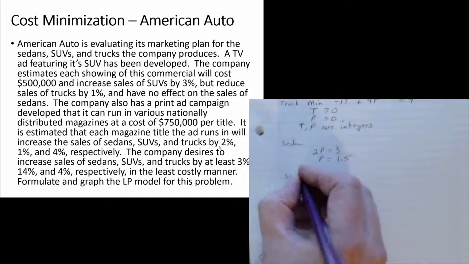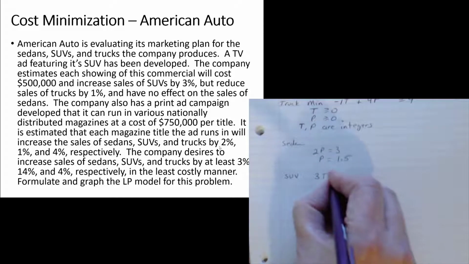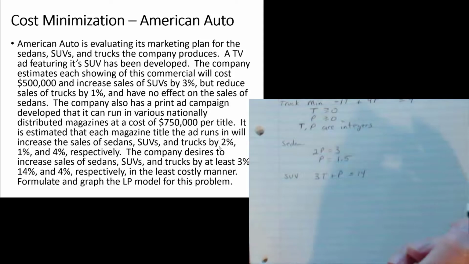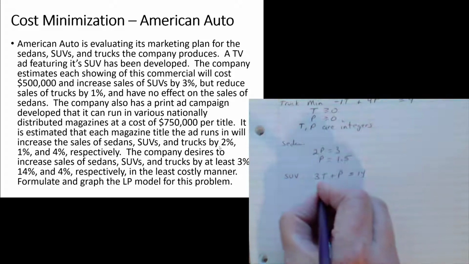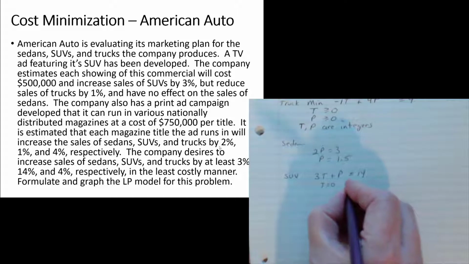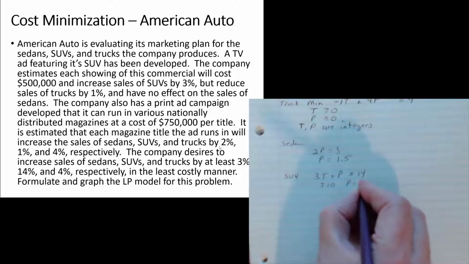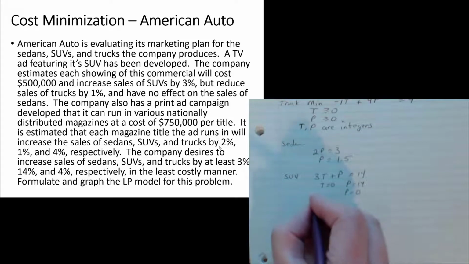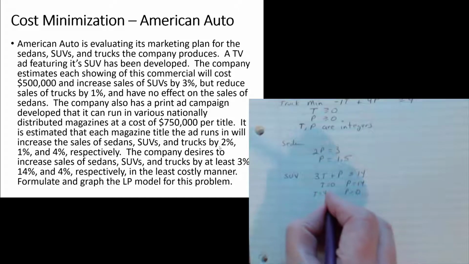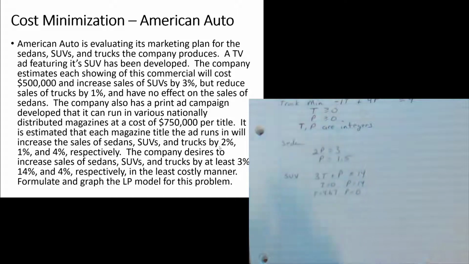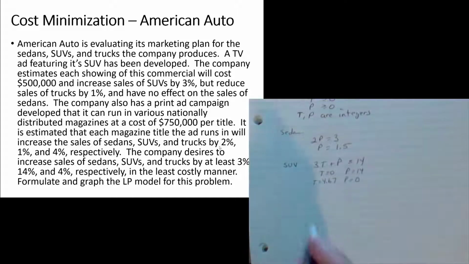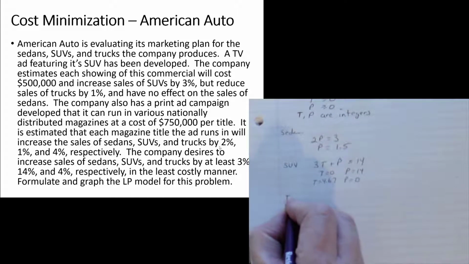SUV, what do I have? I have 3T plus P equals 14. And again, first step, always to draw the line. So I go T is equal to 0. What must P equal? Well, duh, P is equal to 14. And if P is equal to 0, what must T equal? T is equal to about 4 2/3, 4.67. The rounding doesn't matter there because we're drawing it on a graph, and graphs are imprecise at the best of times.